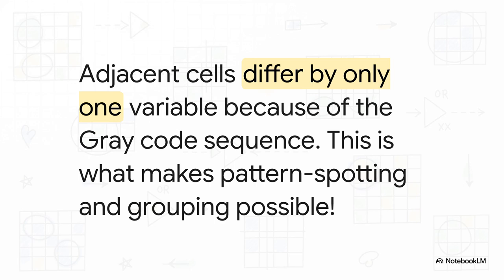Now, you might be wondering, what's the secret sauce that makes this all work? Well, it's something called Gray code. You see, in a normal binary count, lots of bits can flip at once, right? But in Gray code, only one single bit changes between any two cells that are next to each other. So why does that matter? Well, in Boolean algebra, terms that differ by only one variable are the ones you can simplify together. Gray code is a brilliant hack that puts these terms right next to each other on the grid, making them super easy for our eyes to spot and group.